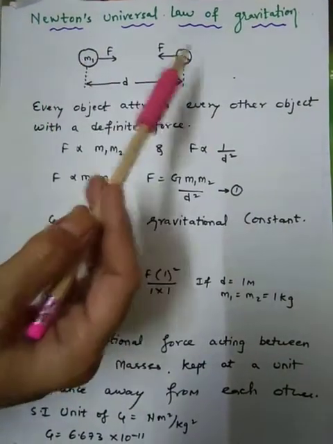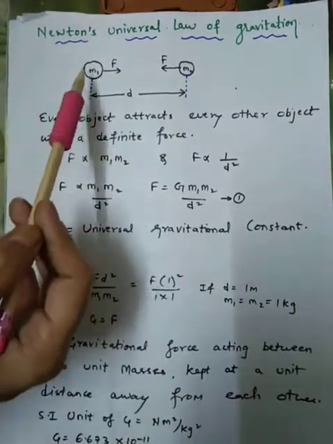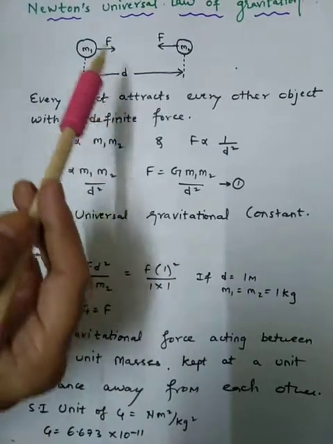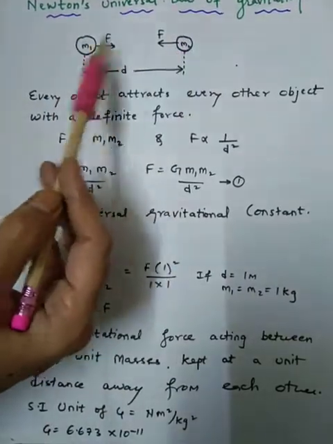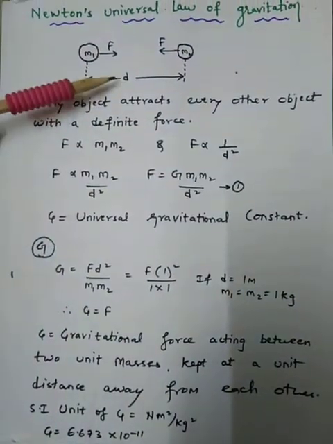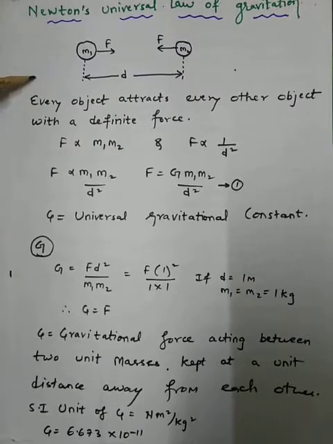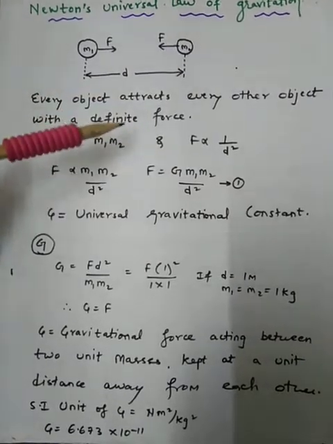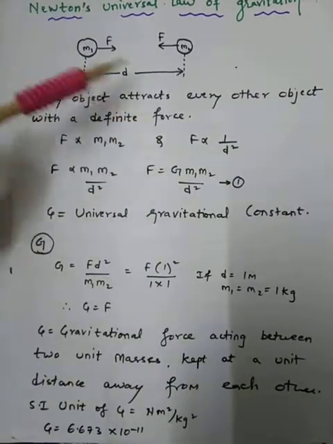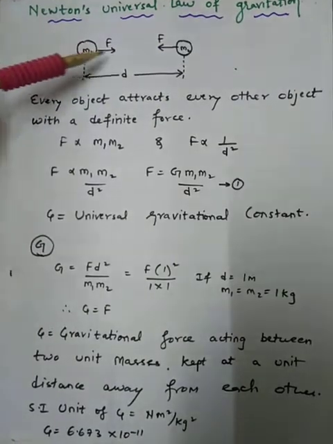Newton's universal law of gravitation we will understand by taking into account two small objects having masses m1 and m2. They may be different or they may be same. Let they apply force of F on each other, and let the distance between their center is denoted by small d. Now, what Newton wants to say in this universal law, every object attracts every other object in the universe with a definite force. This is one object, this is another object in the whole universe, and they are applying force on each other.